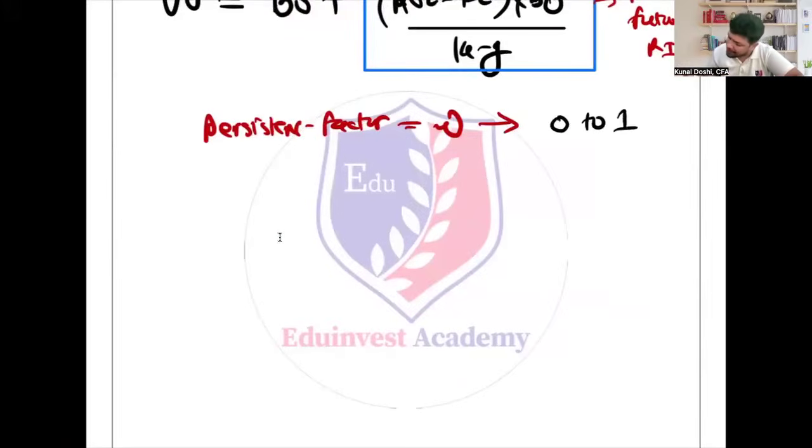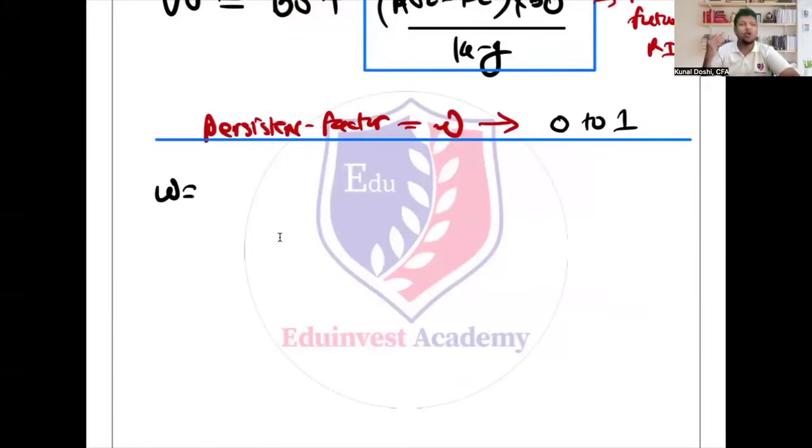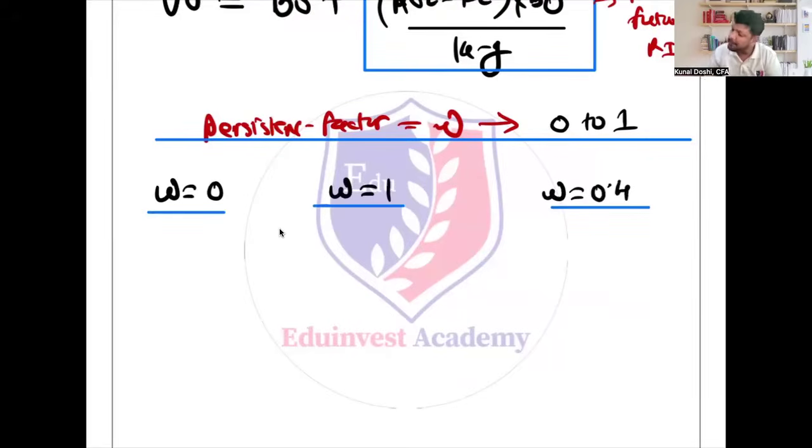So what will happen if the persistence factor is 0, or 1? It cannot be greater than 1. So in those cases, what will happen to my formula? Either it will be 1, 0, or in between. So we will go through all the scenarios: when it is 0, when it is 1, and when it is somewhere between both. In those cases, what will be my present value of the future residual income?